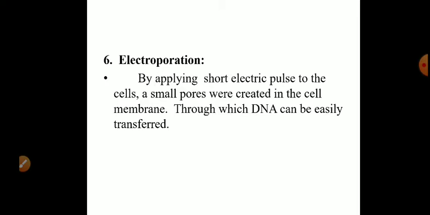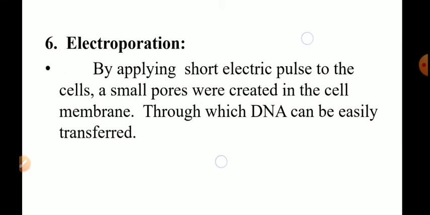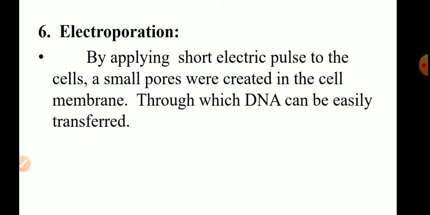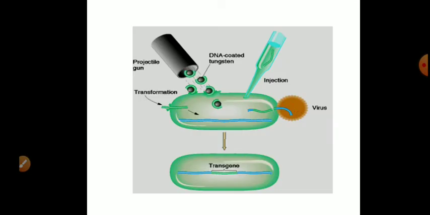The next method is electroporation, in which electric current is given. By applying a short electric pulse to the cells, small pores are created on the cell membrane, and through these pores the recombinant DNA can easily enter inside the cell. That is called electroporation.